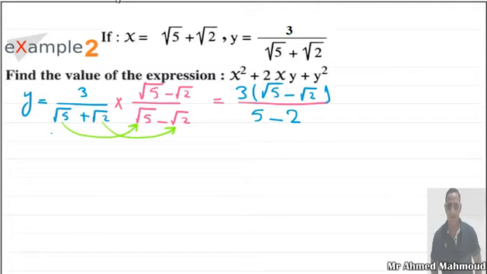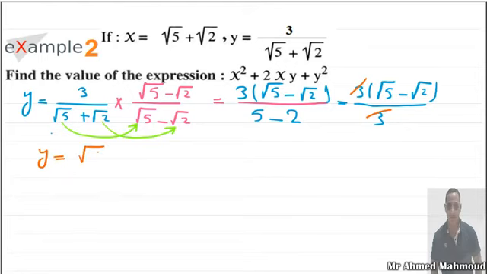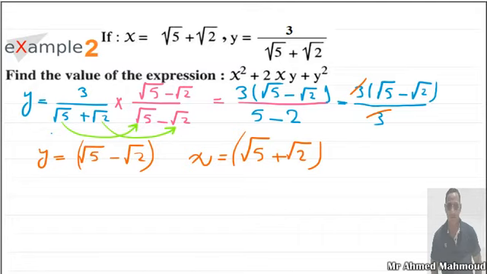Here we have 3 open brackets root 5 minus root 2, and down 5 minus 2 equals 3. As I said in the last step, we are going to simplify 3 with 3. Then finally y equal root 5 minus root 2. And x, don't forget, equal root 5 plus square root 2. As we see, x and y here are two conjugate numbers.